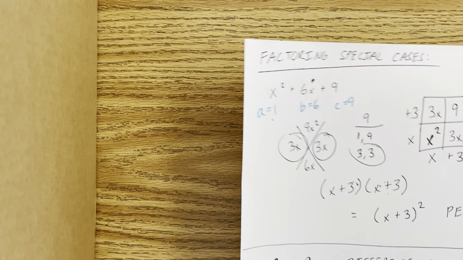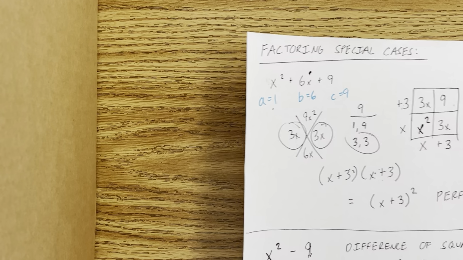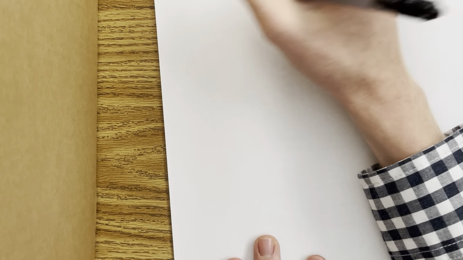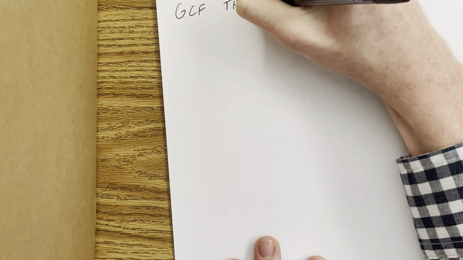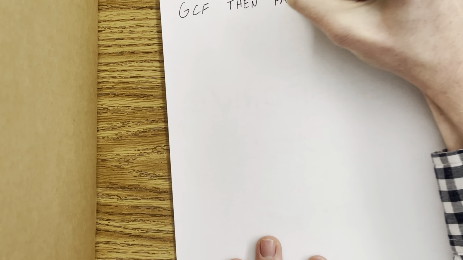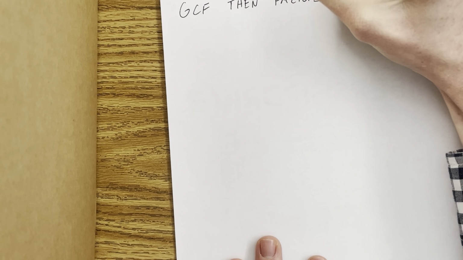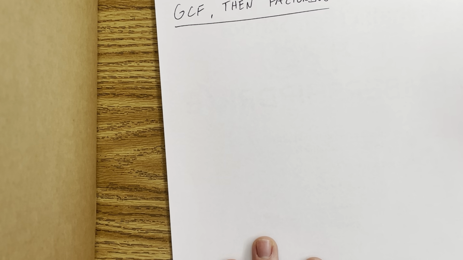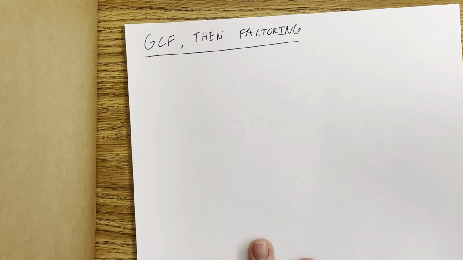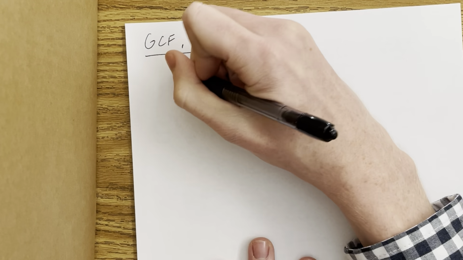So finally, I want to show you guys probably the most complicated thing that we can throw at you, which is the idea of GCF then factoring. So I remember in the first video, I said always check for a GCF first. And none of those really applied to it. So let me show you what I mean right now.